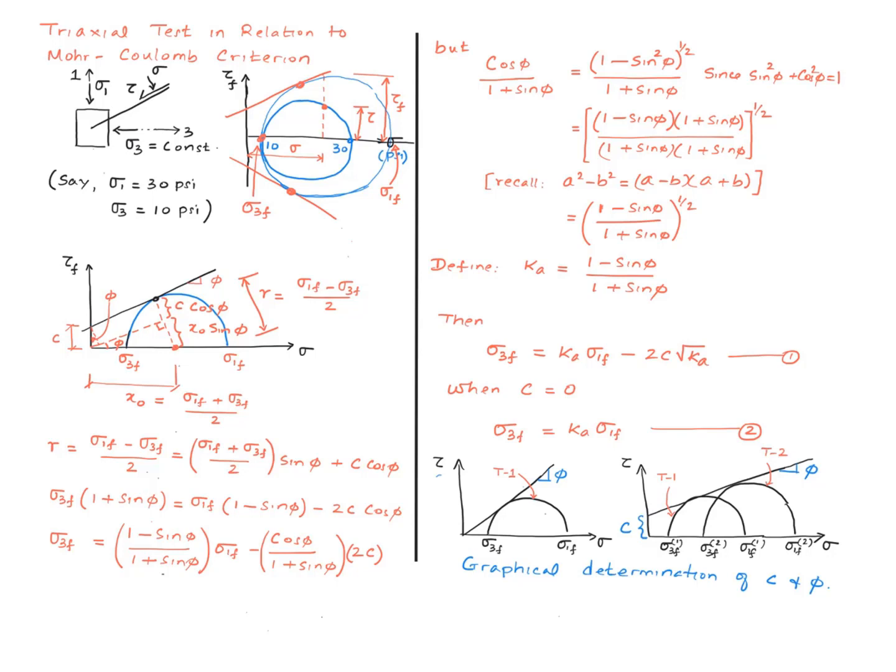As a side note, I want to point out that this parameter Ka will come back again later on when we talk about the analysis of sheet pile walls, and this will come in the Rankine theory of evaluating the earth pressures. And this is called the active earth pressure coefficient.